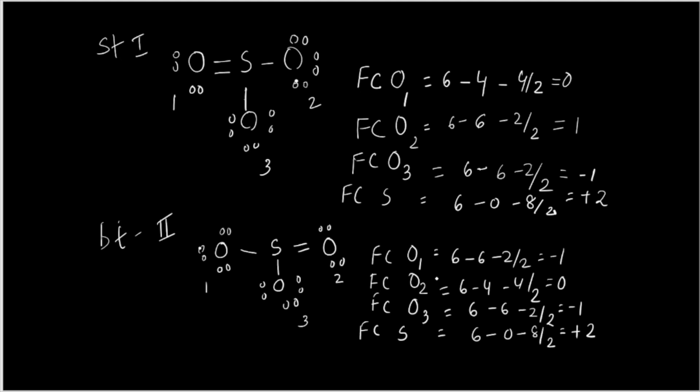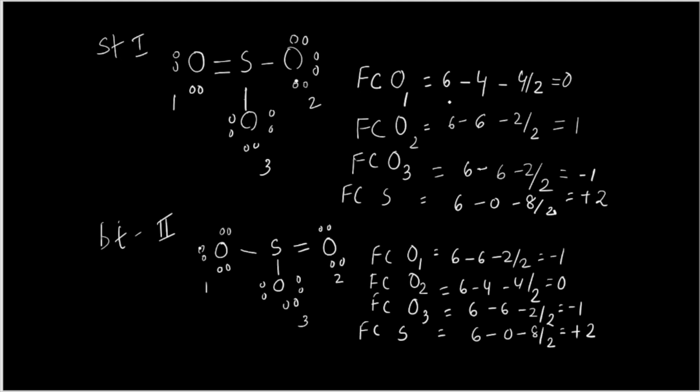Here 2 bonds are formed with oxygen 1. So how to calculate the formal charge for oxygen 1? The valence electrons of oxygen are 6, the non-bonding electrons are 4, and the bonding electrons are 4, that is 2 bonds. So the formal charge of oxygen 1 is 6 minus 4 minus 4 by 2, that is equal to 0.